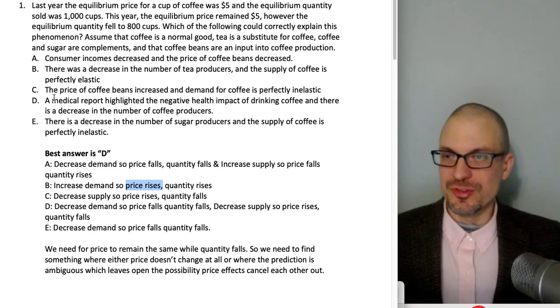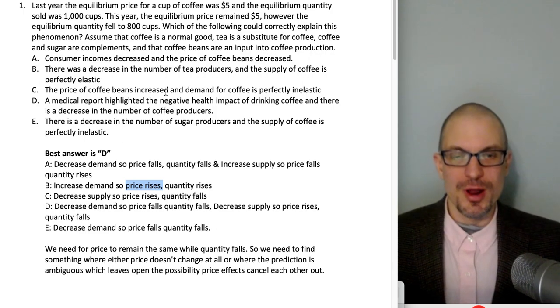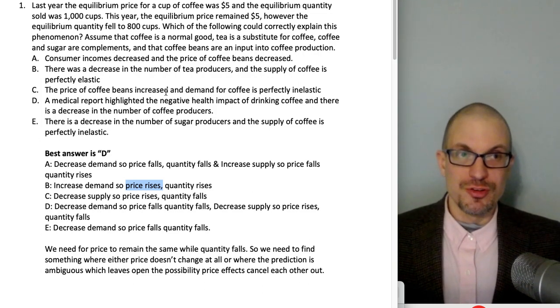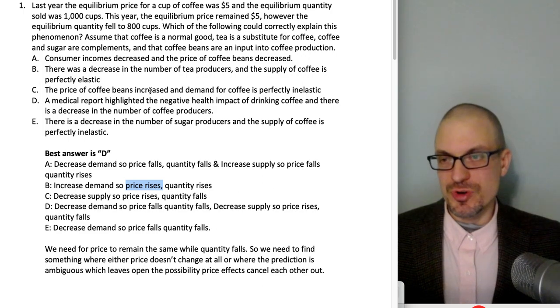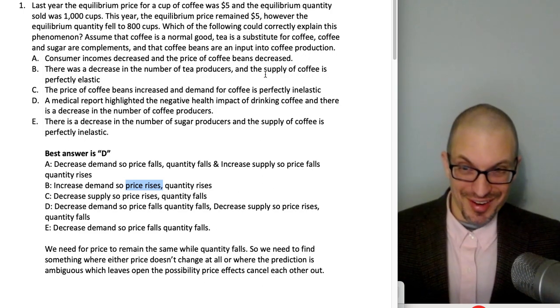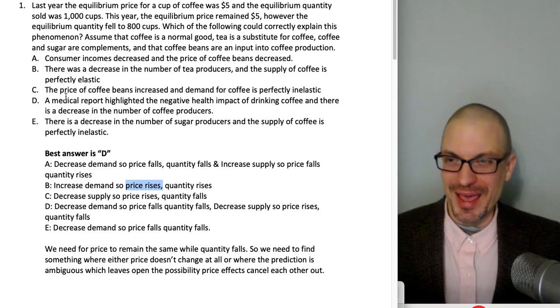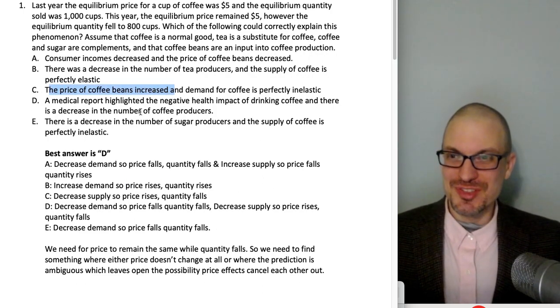Okay, so what about C? The price of coffee beans increases. The demand for coffee is perfectly inelastic. Okay, price of coffee beans increases. Oh, wait a second. That's the price of an important input. That's going to increase the cost to produce coffee, so it'll give us a leftward shift of supply of coffee. That's kind of what I was hoping would happen for B. No, that's not what happened. It's what we have here for item C. We're going to get a leftward shift, a decrease in supply.